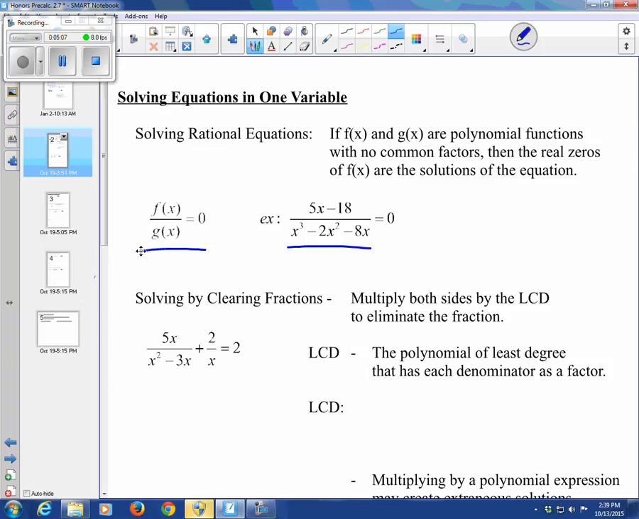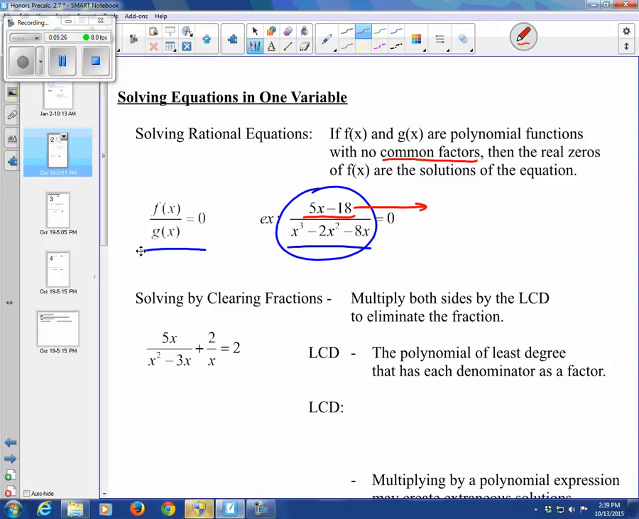So basically the way we can think about this is a fraction is going to equal 0 when the numerator of that fraction equals 0. So right here, that means that this statement is going to equal 0 when we have 0 in the numerator, so long as we don't have a 0 in the denominator. And this is what we mean by no common factors.